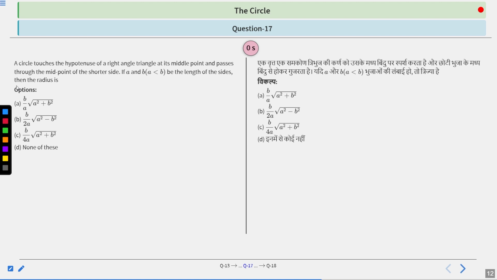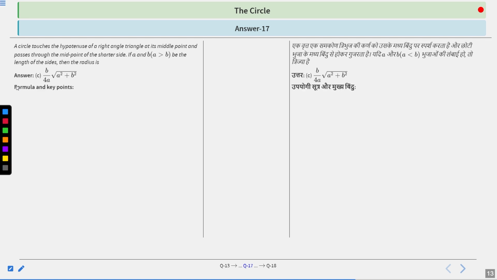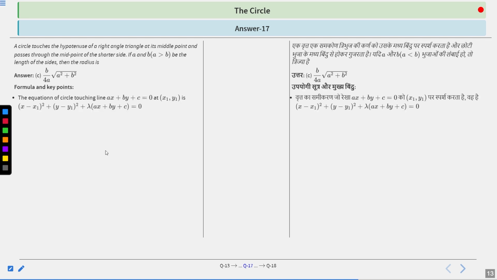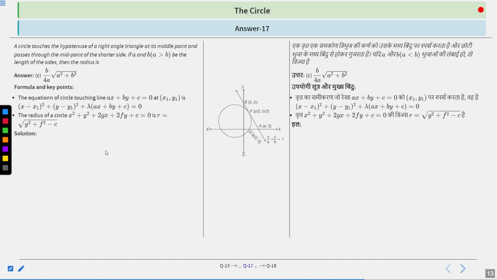Okay, let's move to the solution part. So formula and key points. Let's discuss formula and key points. The equation of circle touching the line ax plus by plus c equal to 0 at (x1, y1) is x minus x1 whole square plus y minus y1 whole square plus lambda times ax plus by plus c equal to 0. Therefore, the radius of circle x square plus y square plus 2gx plus 2fy plus c equal to 0 is r equal to root over g square plus f square minus c. So let's move to the solution part.